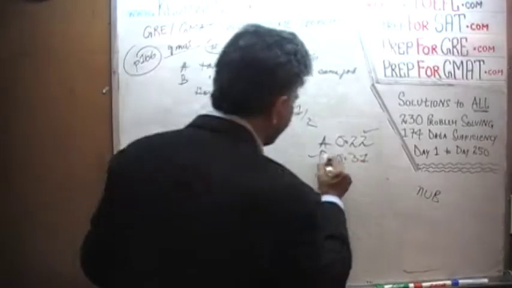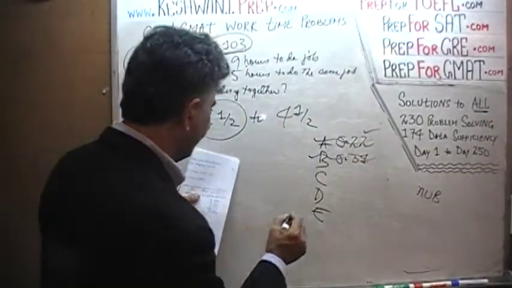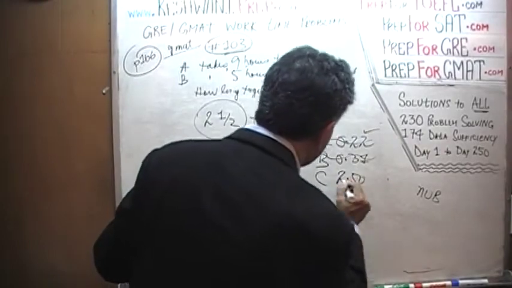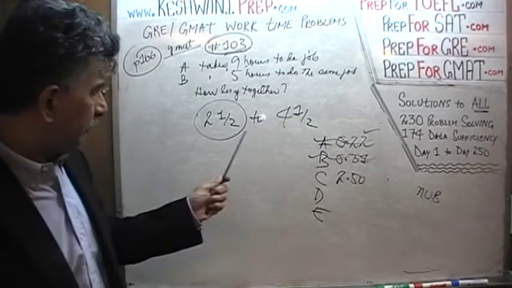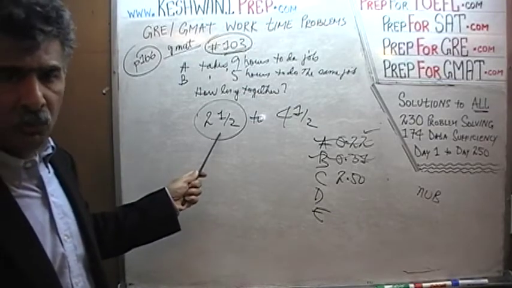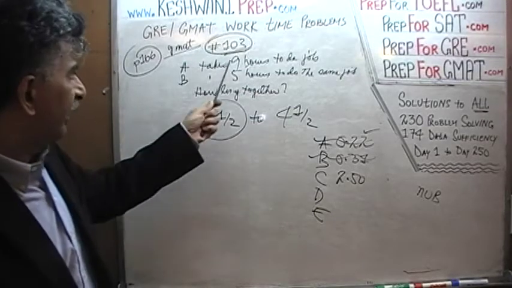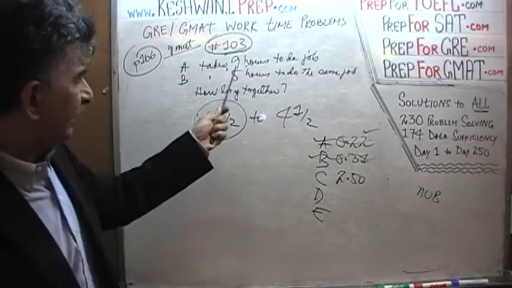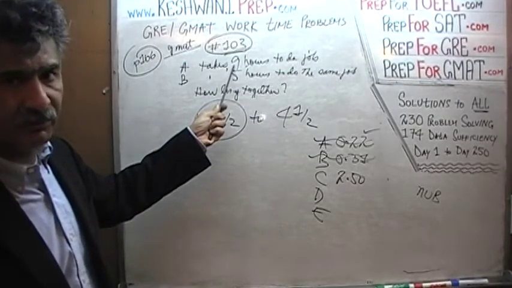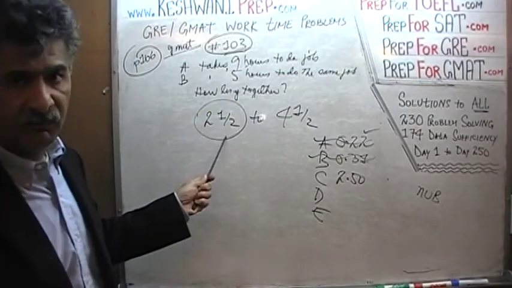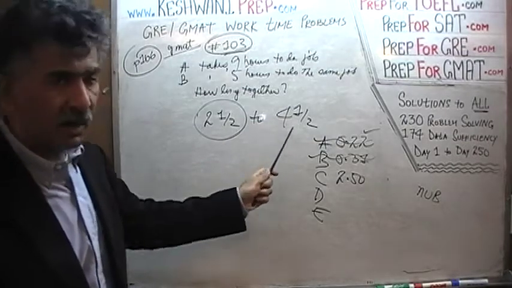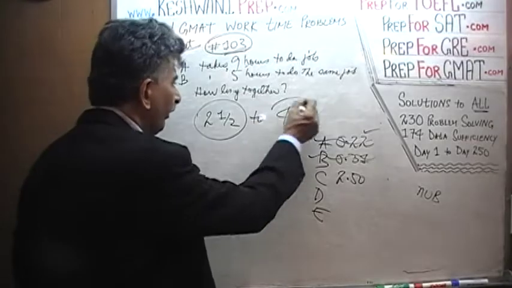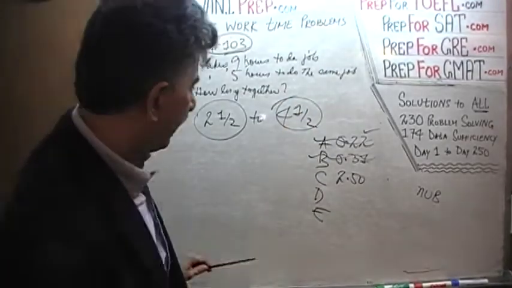Here's the next answer, 0.31. Another ridiculous answer. It's not possible. Here's another one, 0.25. Well, or rather, 2.5. 2.5 is not possible because that's the other extreme. Two and a half hours is only possible if they can both do the job in 5 hours. That is not the case. This guy takes 9 hours. So it will never be as low as 2.5. The correct answer, whatever it is, has to lie between 2.5 and 4.5, but it can never be 2.5, and it can never be 4.5.